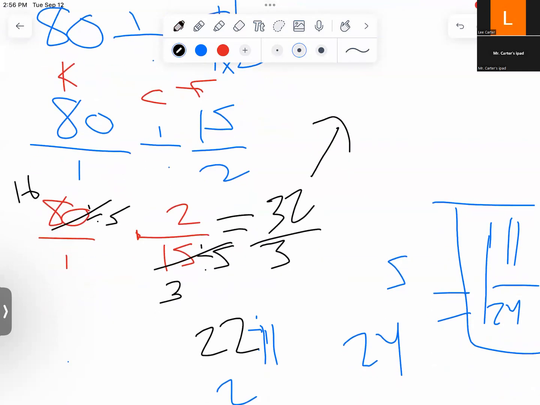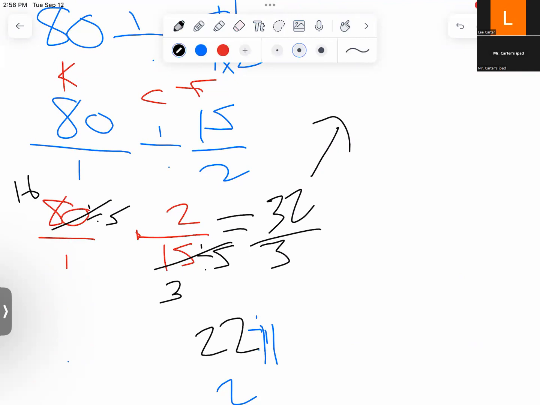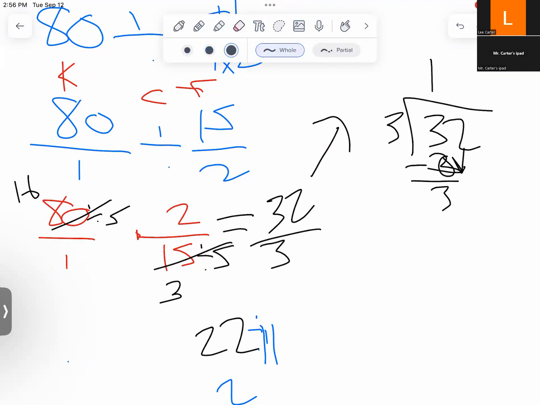I actually want to show this division here because this is one that I've seen a lot of mistakes on. So 3 into 32. 3 goes into 3 one time. Okay, watch this carefully. Sorry, that's 3. Don't watch that. Watch this. 3 minus 3 is 0. Now we bring down the 2.